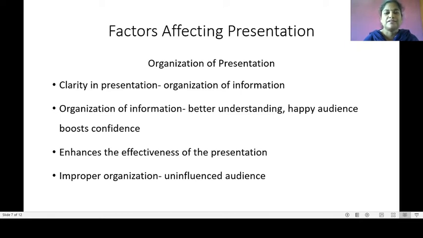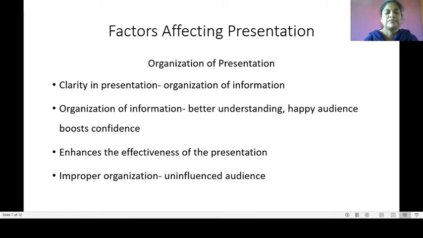And not only that, it will have an impact on the audience also. They'll feel happy, elated to have listened to something useful. And it also boosts the confidence of the speaker. As a result, they would remember the presentation forever, and that leads to an effective presentation.